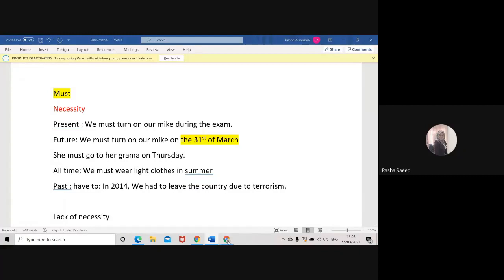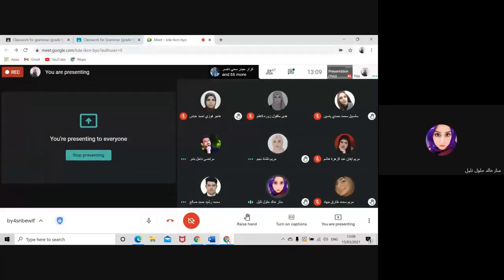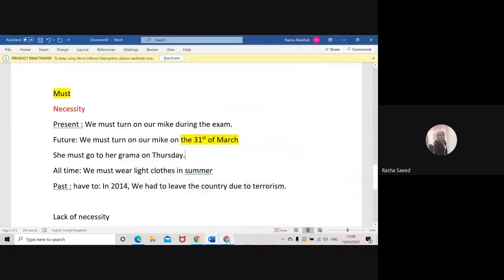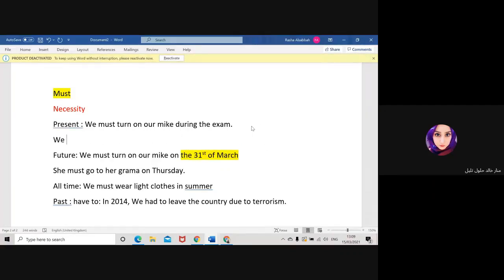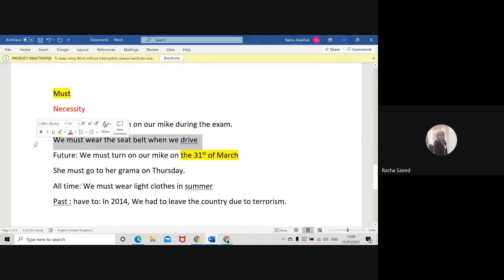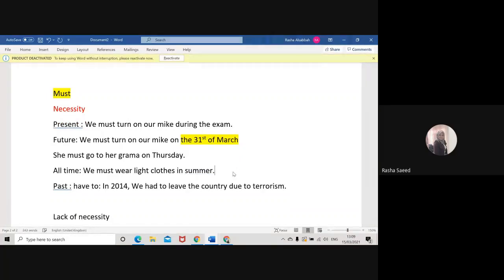Who wanted to give a sentence? Manar, go ahead. In the present, we must wear seat belt when we are driving. Brilliant. We must wear a seat belt when we drive. By the way, this is all-time necessity, because it's not only now.